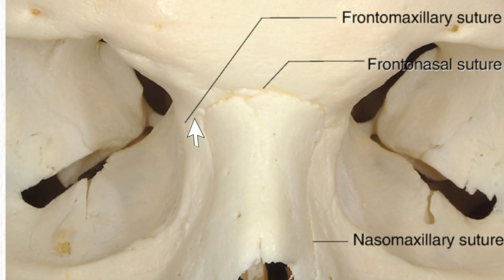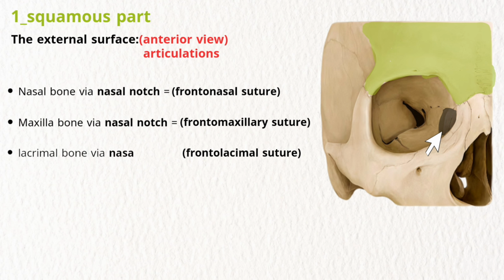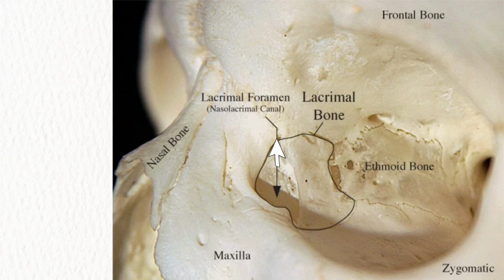The frontomaxillary suture is the suture where the nasal part of the frontal bone joins the frontal process of the maxilla. It also articulates with the lacrimal bone, at the frontolacrimal suture located between the frontal and lacrimal bones.